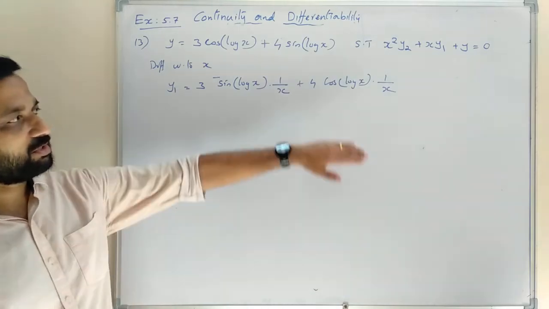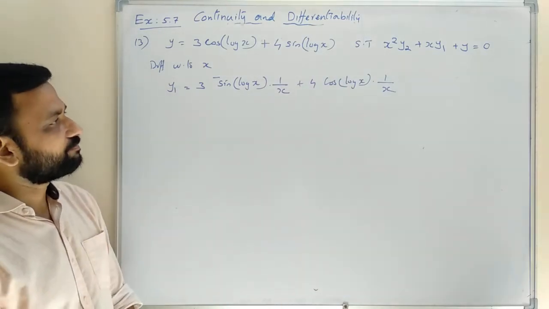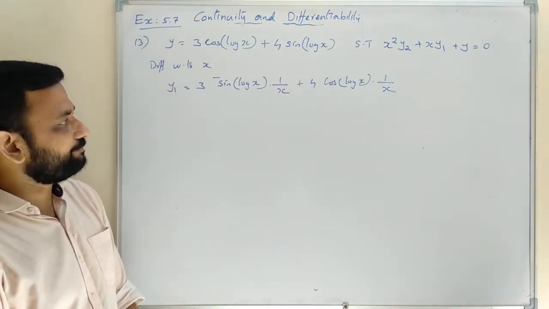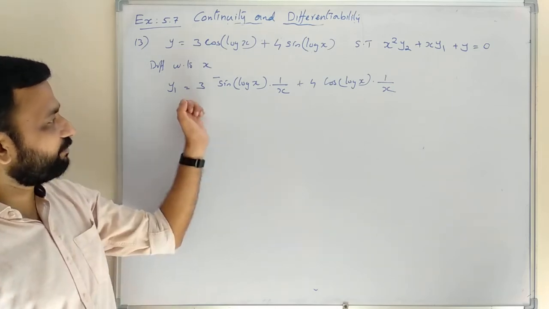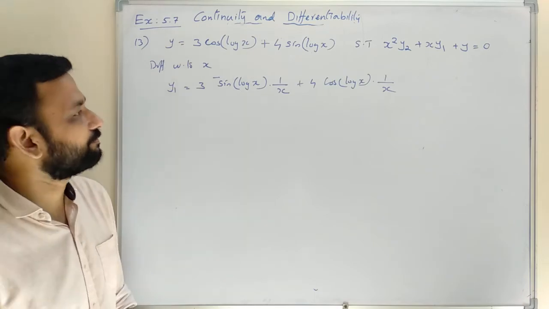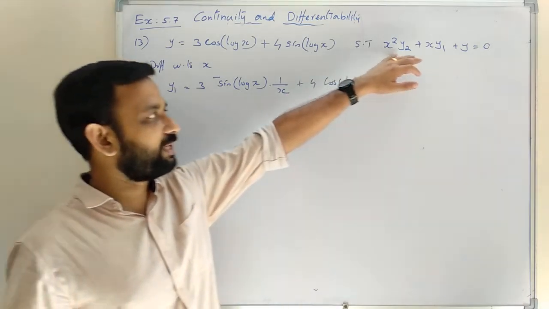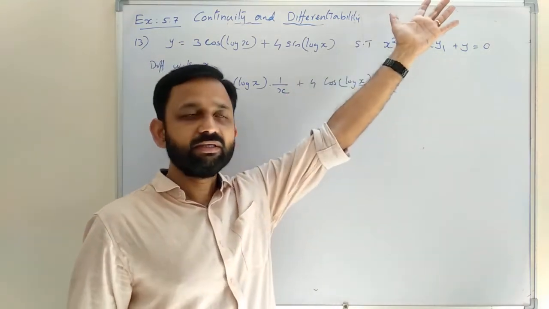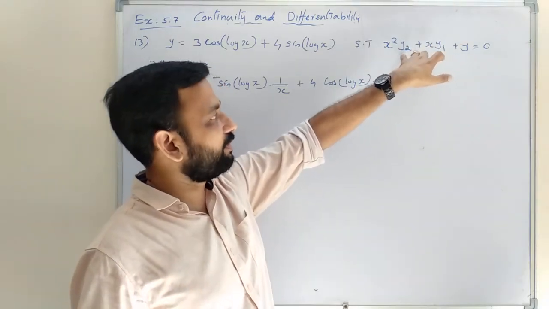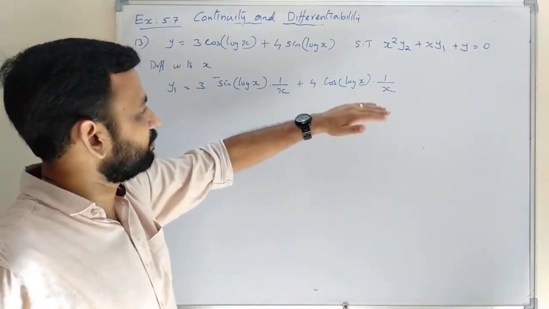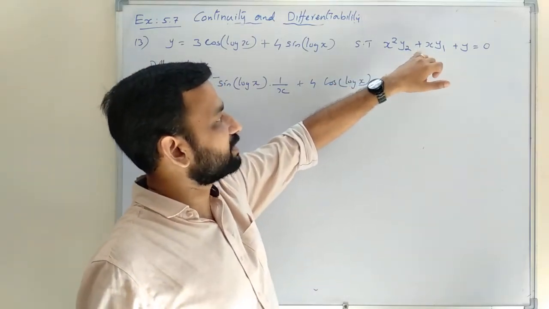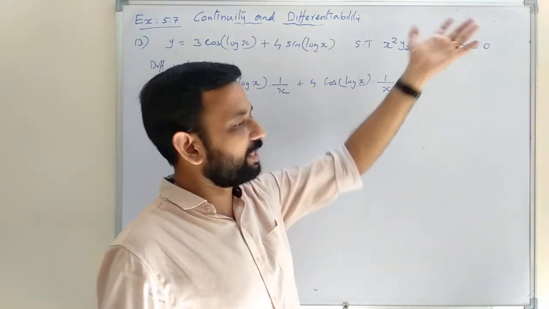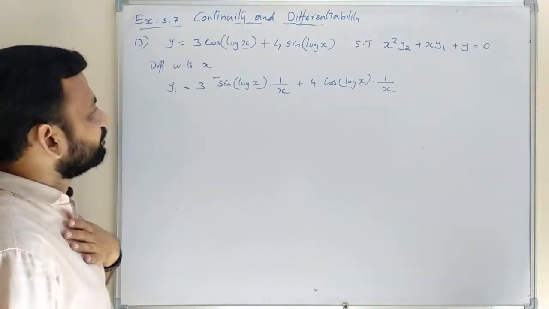We can do this question by two different methods. One method is, we will find y1 and y2 separately and we will replace there, then we will get a 0. y1 we will find, then similarly we will find y2, then we will replace there x square into y2 plus x into y1 plus y, then that will be 0. So that is one method.